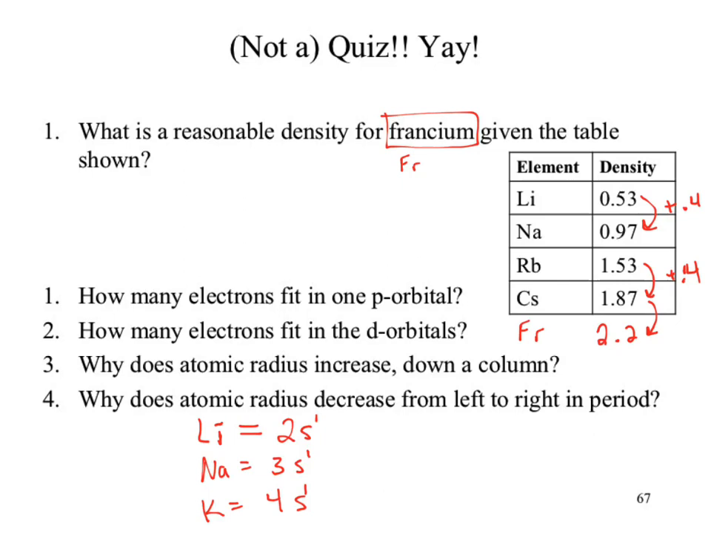Okay? What happens when we go left to right? Let's move lithium to, yeah, we can do beryllium. It would be 2s2. Boron, 2p1. Carbon, it's a little bit weird on this, but be 2p2, right? So when we move left to right, where's the last electron going? It's going into a sublevel.